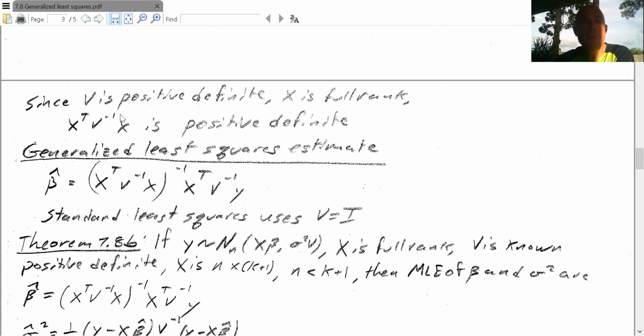Now, since V is positive definite and X is full rank, we know that X transpose V inverse X is also positive definite. Here's what we call the generalized least squares estimate. It's very much the same as our regular formula, except I've got a V inverse on the right of X transpose. Standard least squares just uses V equal to I. So if I'm working in generalized least squares, I have the option at any time to go back to regular least squares just by changing my covariance matrix.